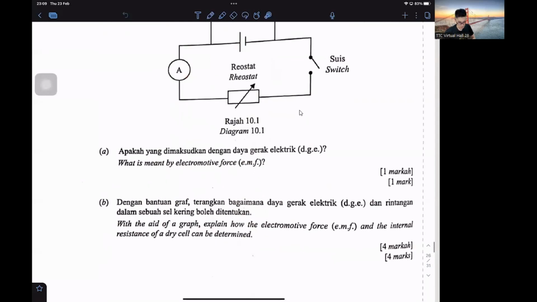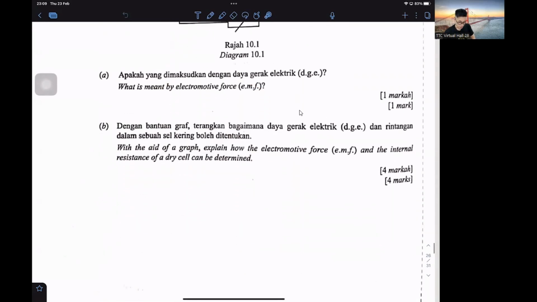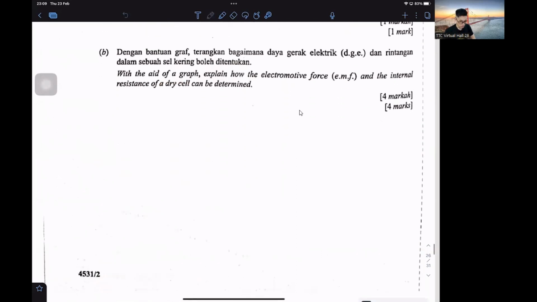So what is meant by EMF? We will skip the question because you should know the answer already. With the aid of a graph, they already tell you they want the graph. So how to find the EMF and the internal resistance of the dry cell? Our graph looks like this. The shape of the graph will be V against I, and remember, the line is coming down. Whether you touch the x-axis or not doesn't matter, but you must touch the y-axis, because the y-intercept is a very important number.